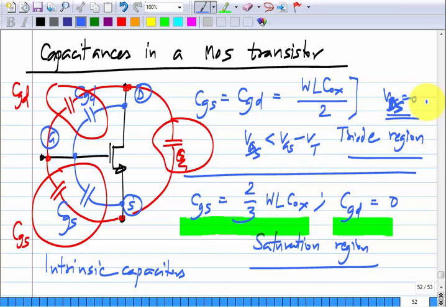Any questions on this? At the very least, you should be convinced that the MOS transistor has some capacitance, its value is 2/3 WL Cox in the saturation region. And in a circuit, you can expect capacitances between every pair of nodes. Exactly what effect they will have, that is what we are going to study.